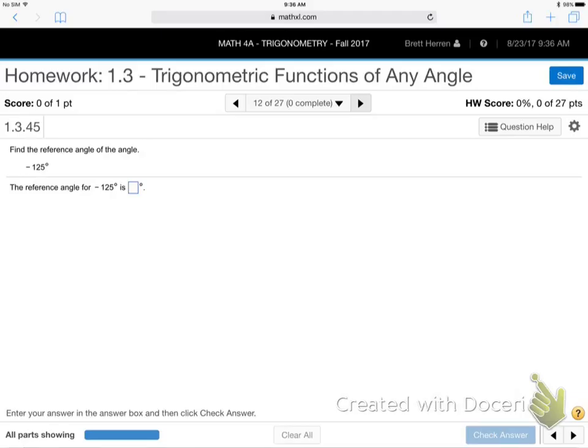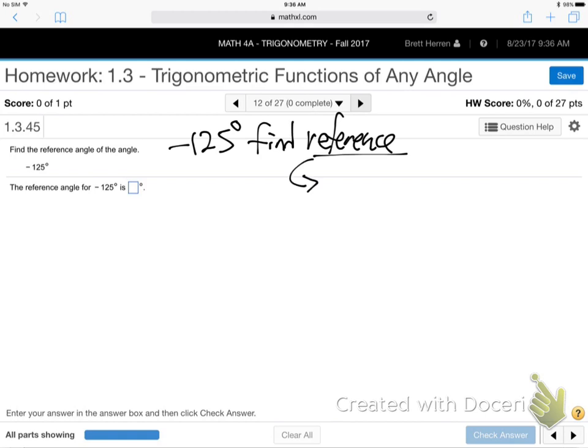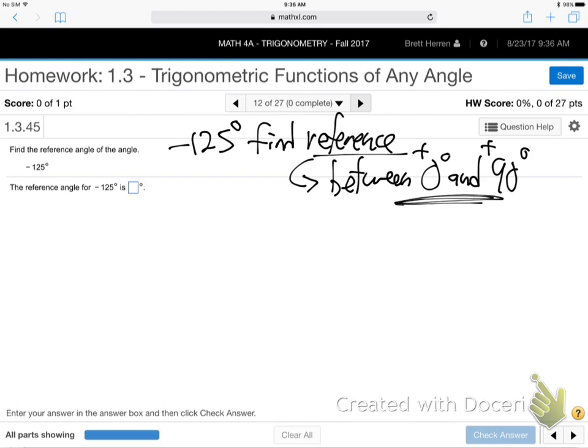Okay, so this one's negative. Now they're going negative. Negative 125, find the reference angle. And reference always means between 0 and 90, positive. We don't want negative, because we're just trying to make things easy. That's the whole point of a reference angle: we want an easy angle. We don't want some weird negative thing or a big number. We just want a nice little number between 0 and 90. That's what you always want with a reference angle, and it also means to the x-axis, as we've said. So try that out.